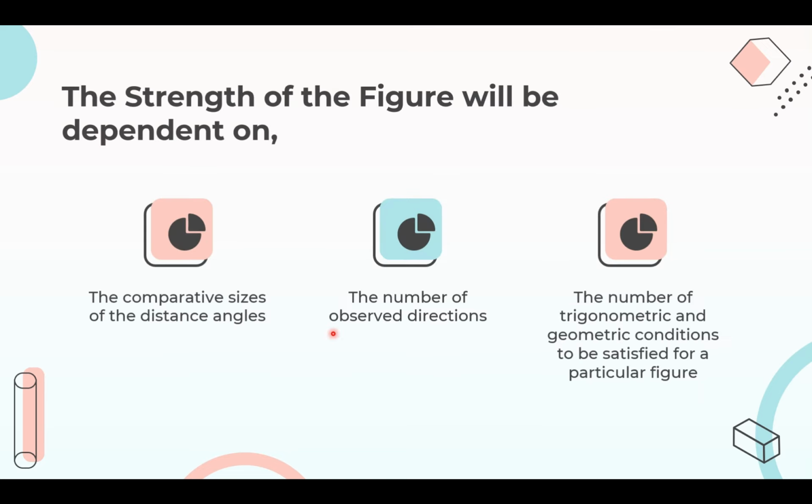The strength of figure will be dependent on the comparative sizes of the distance angles, the number of observed directions, and the number of trigonometric and geometric conditions to be satisfied for a particular figure. So right now, I know these are all just words to you guys, but once we perform the calculations later, you will really see why the strength of figure is dependent on the distance angles, the number of observed directions, and the trigonometric and geometric conditions. We will see that later when we see what the equation is.